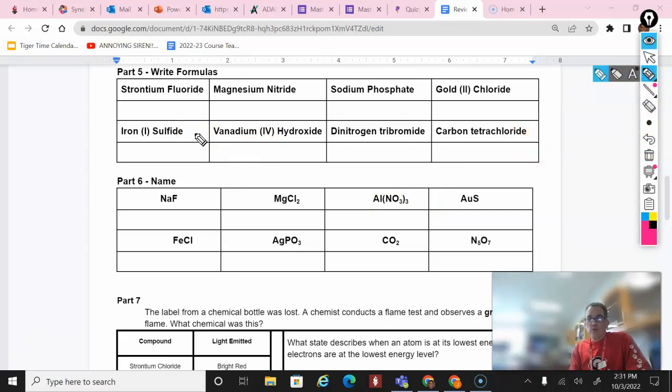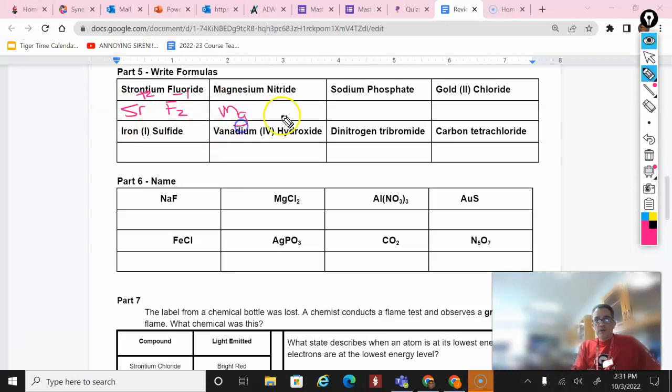Let's write some formulas real quick. One of the things I need to do as we go through these is write our symbols and get our charges. I'm going to make my ink a little smaller here. So strontium is Sr, fluoride is F, strontium is +2, fluorine is -1. Crisscross them up, and we should end up with SrF2 at the end.